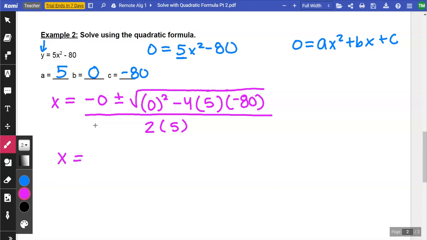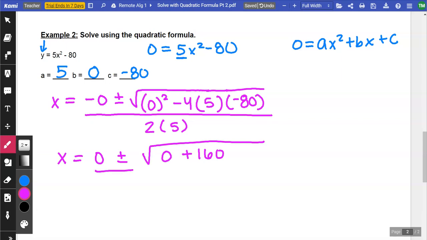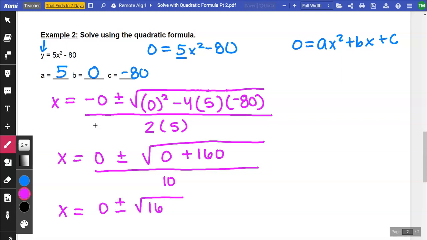So x is equal to, the negative of 0 is just 0, plus or minus 0 squared is 0, so the square root of 0. And then negative 4 times 5 is negative 20. And then negative 20 times negative 80 would be a positive 160 all over 10. So x is equal to 0 plus or minus the square root of 160 all over 10.